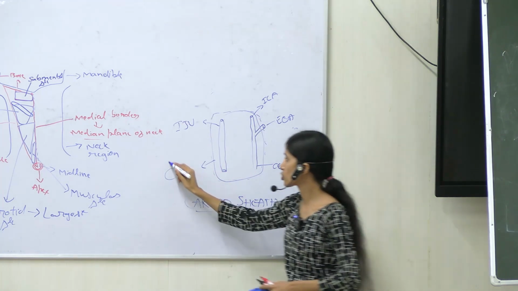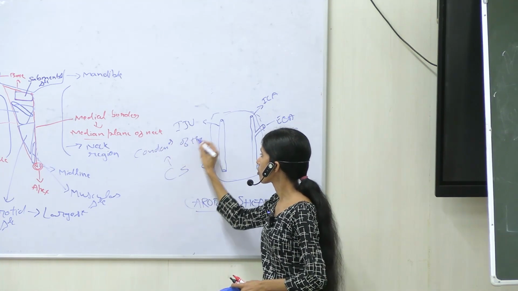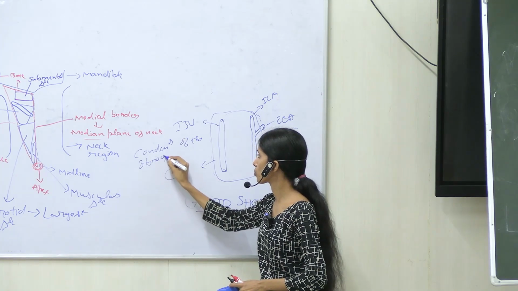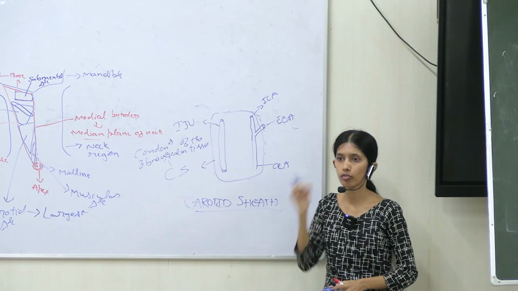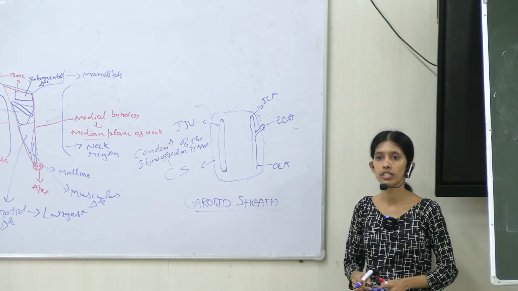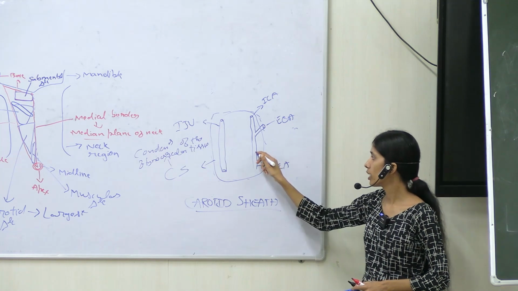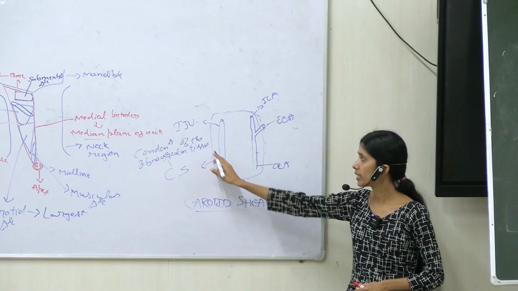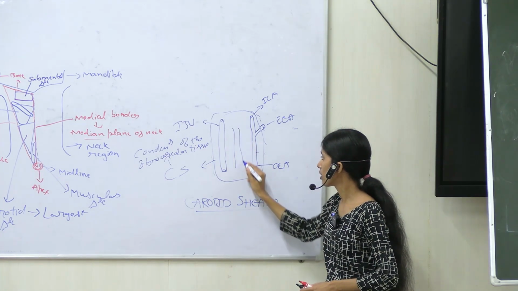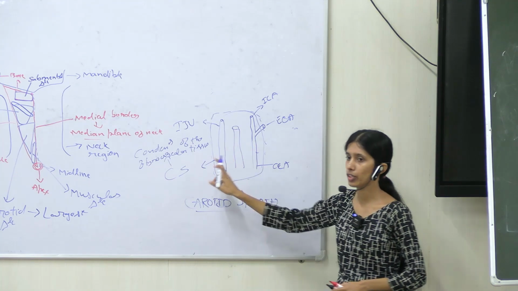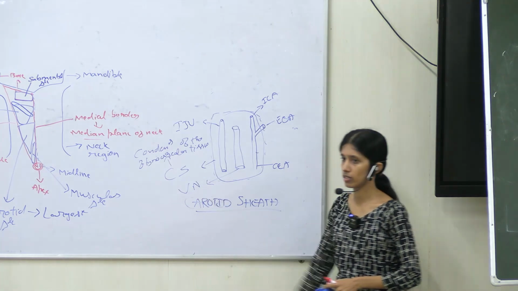So your carotid sheath is the condensation of the fibroareolar tissue. Remember this point, your carotid sheath is the condensation of the fibroareolar tissue that covers your common carotid artery, internal jugular vein and also your vagus nerve. Okay. Vagus nerve is present between your artery and vein. This is the vagus nerve.